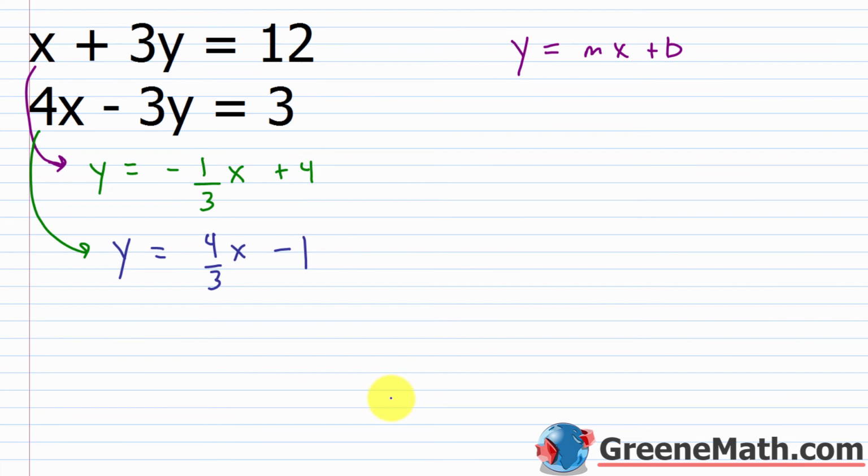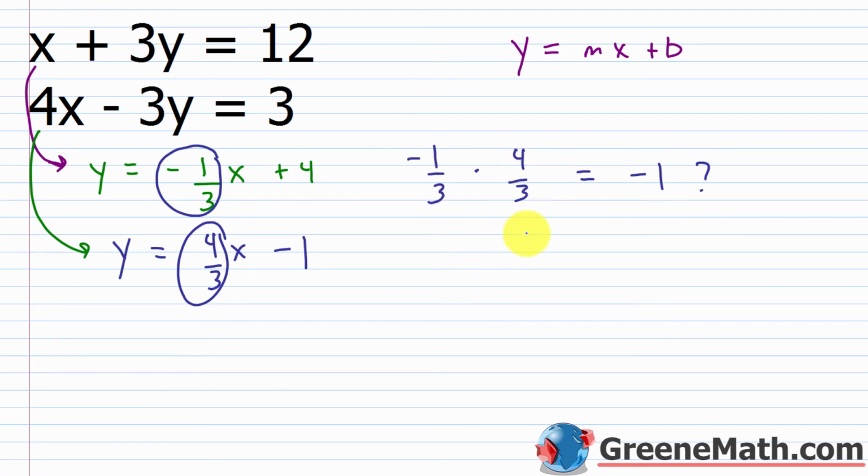So looking at the slopes, what can we say? We have negative 1/3 and we have 4/3. So I know they're not the same. So they're not parallel lines. But would the product be negative 1? So if I took negative 1/3, which is the slope from here, and I multiplied it by 4/3, which is the slope from here, would that be equal to negative 1? Well, if I multiply here, negative 1 times 4 is negative 4. 3 times 3 is 9. So I end up with negative 4/9. So the answer to that is no. They're not parallel. They're not perpendicular. They're really neither.